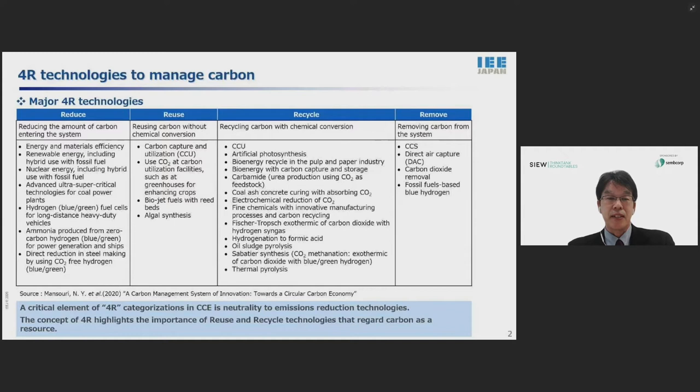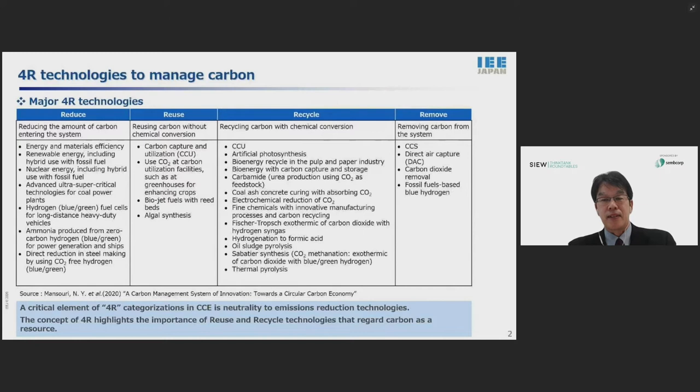While relatively new and maybe unknown technologies such as CCU or carbon recycling are included in the reuse and recycle segments. CCS and direct air capture are categorized as the remove segment. So CCE is a very comprehensive and holistic approach to manage carbon in a society. What should also be highlighted in the concept of CCE or 4R, in my opinion, is that it features the segments of reuse and recycle, which regard carbon as a resource, as my previous speaker mentioned. In this concept, carbon is not an enemy, carbon is a resource.